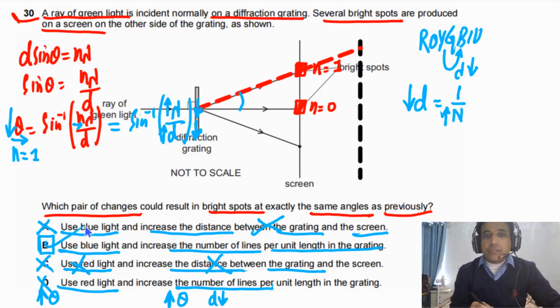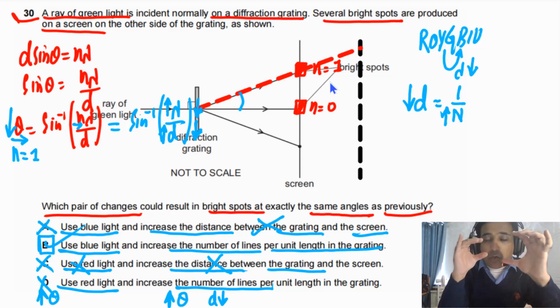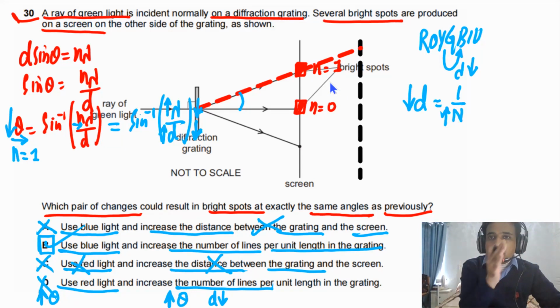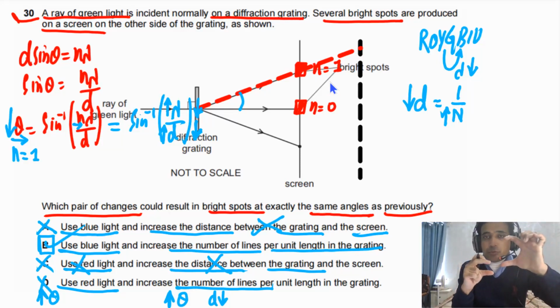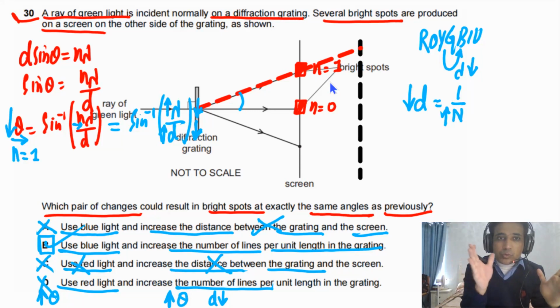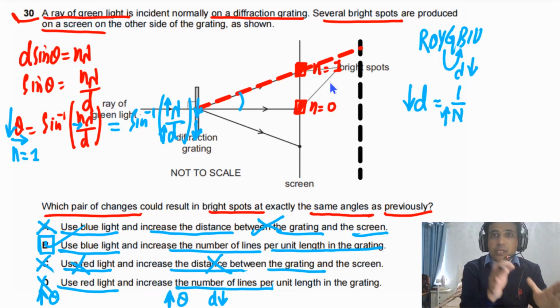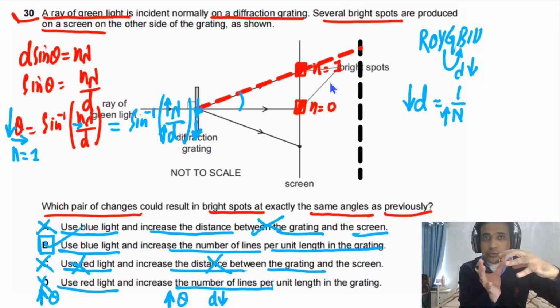A beautiful question. Next time they can ask you how position will change. So you need to understand, if we move the screen away, position, meaning the distance between bright fringes, will increase. Then if we move the screen closer to the diffraction grating, the fringes will get closer, and the angle will stay the same.